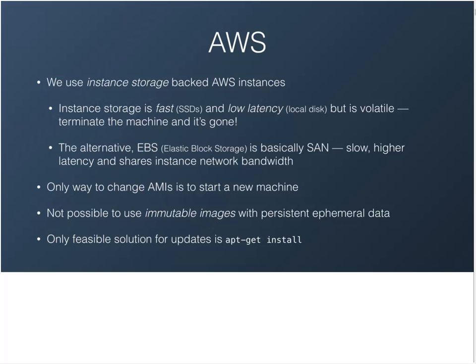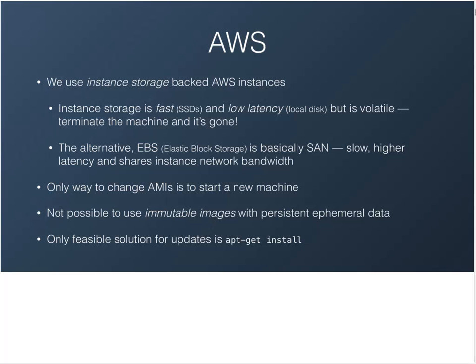The alternative to instance storage, which is elastic block storage, is Amazon's version of a network attached device or a SAN. It's slower, you get higher latency, and you also end up sharing bandwidth. You've got one NIC on your instance that not only is Cassandra sending data to and from clients and other nodes in the cluster, but you're also reading and writing to EBS over the same network interface. So your instance is basically competing with itself to get bandwidth to write to disk.